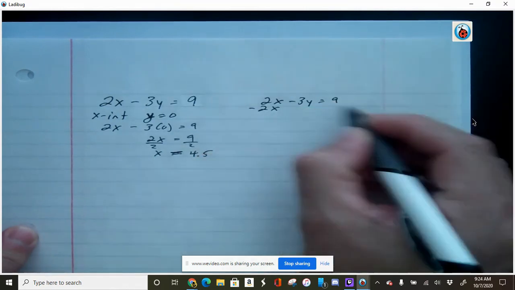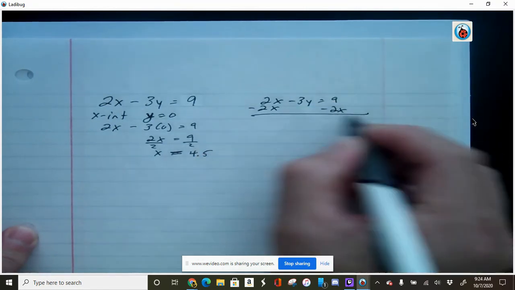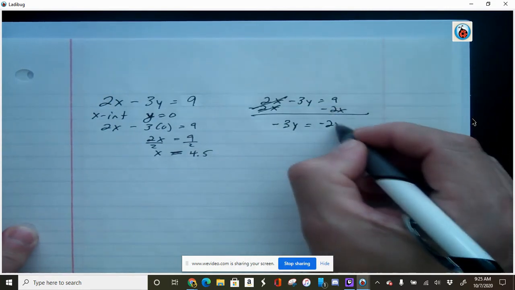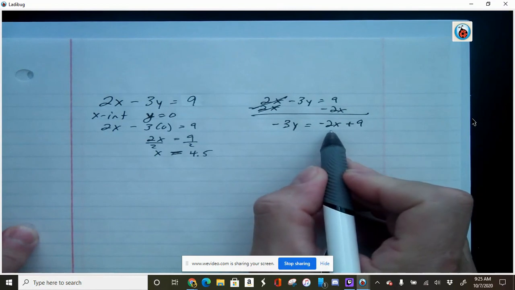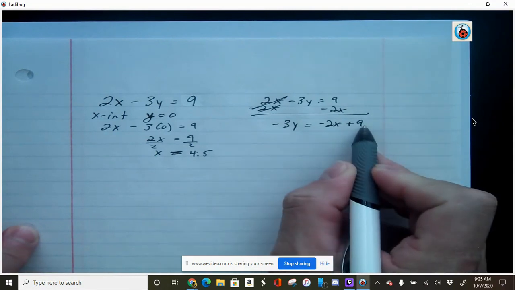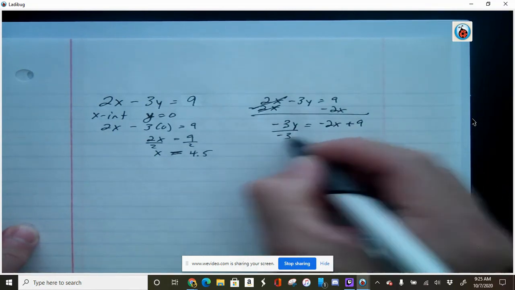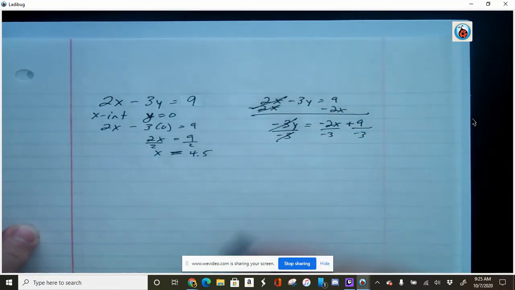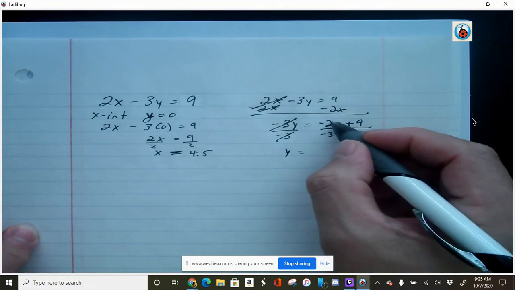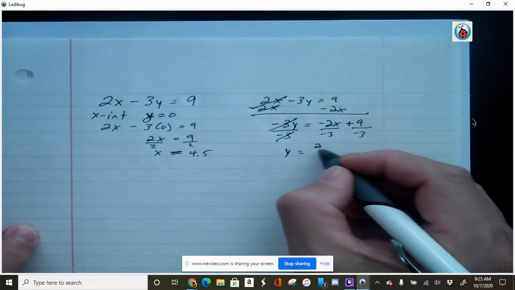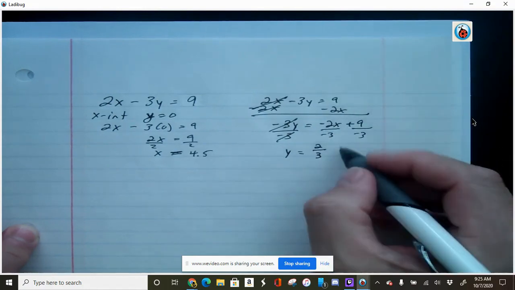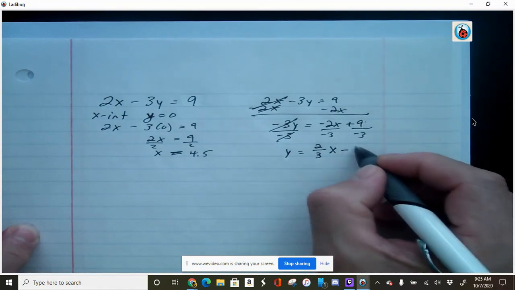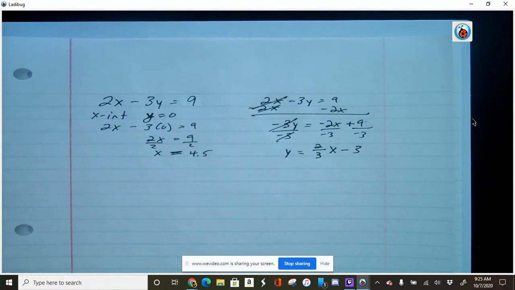So let's subtract 2x from both sides. I get negative 3y is equal to negative 2x plus 9. Remember, we're writing the x term first and then the constant. And then let's divide by negative 3. Negative 3s cancel out. I get y equals, now negative 2 over negative 3 gives me a positive 2 over 3. That's already reduced. Bring the x down beside it. 9 divided by negative 3 is negative 3. Okay, that's what we would do.